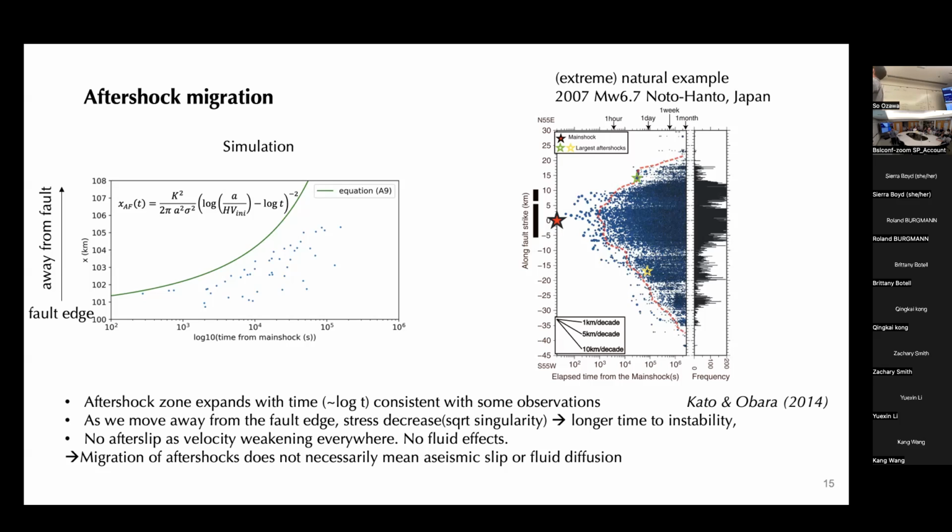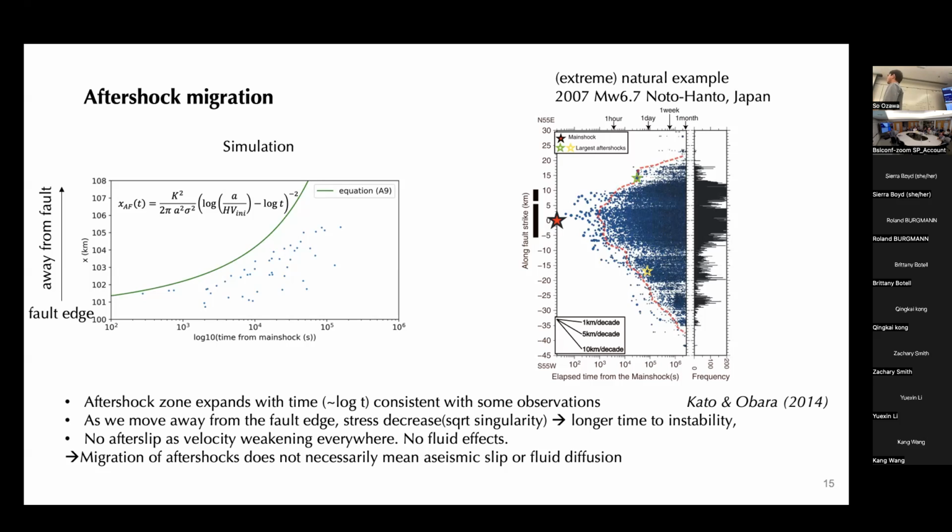This is showing the time and location of aftershocks from the tip of the fault. This is the fault tip, and as we move away from the fault the x values increase. The points show the locations of aftershocks. You can see that the aftershock locations are expanding over time.